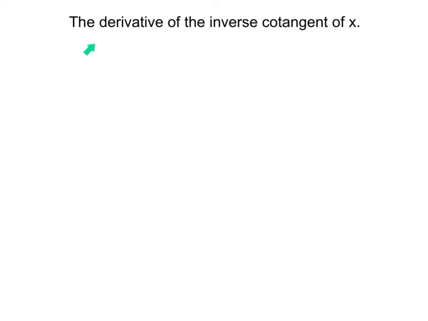So now we're going to find the derivative of the inverse cotangent of x. So we'll start with writing y is equal to the inverse cotangent of x. And as we've been doing all along, we're going to take the inverse of the inverse cotangent function, which is the cotangent function, and we're going to operate that on both the left and the right.